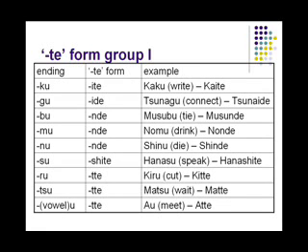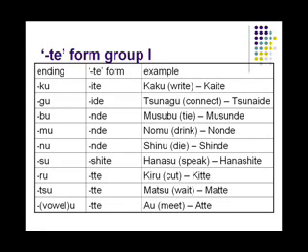Let me now run through the list. First, we deal with the ending ku. The te form is ite. For example, kaku, which means to write, becomes kaite. Second comes ending gu. The hard consonant has a hard consonant in the te form also. We have ide as the te form. For example, tsunagu, which means to connect, as an electrical circuit connection, etc., becomes tsunaide.